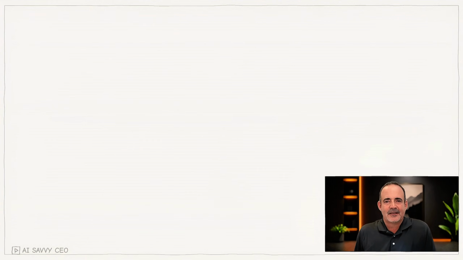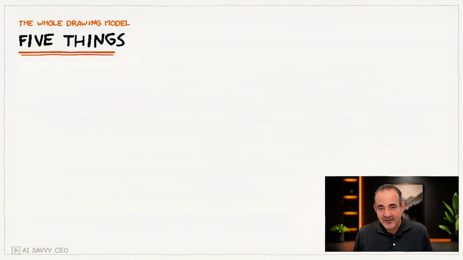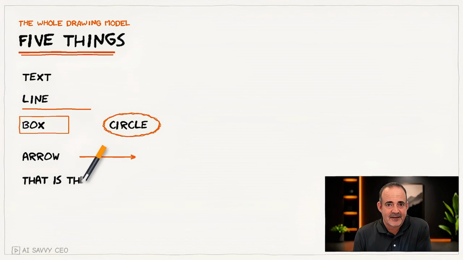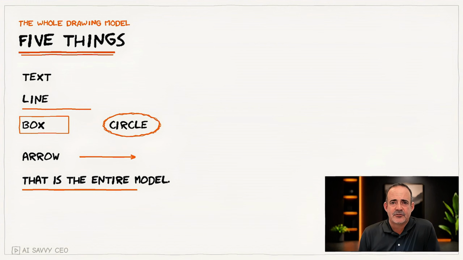Now the drawing itself, and I promise this is simpler than you're expecting. A scene is a list of elements. Each element knows what it is, where it goes, when it starts drawing, and how long the stroke takes. That's the entire model. Text, line, box, circle, arrow. 5 things. Text is the interesting one because it has to look like it's being written rather than just appearing.